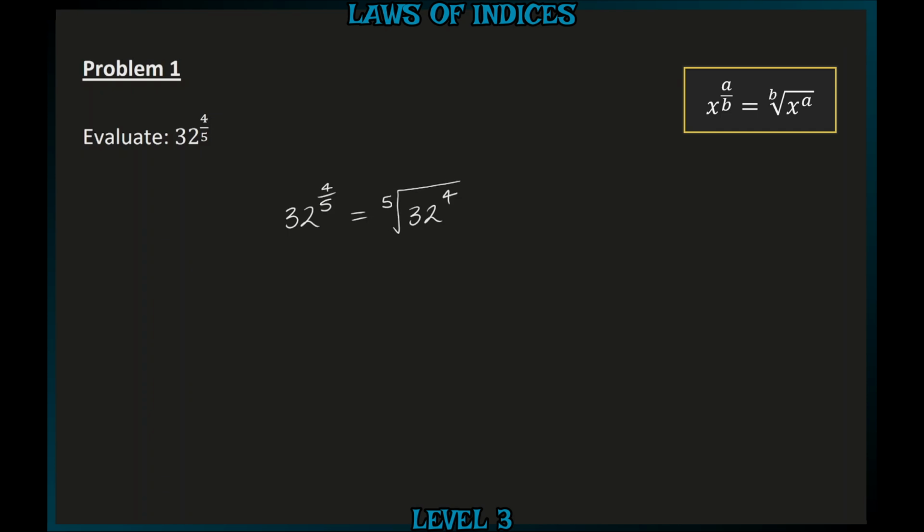Now the fifth root of 32 is 2 because 2 times 2 times 2 times 2 times 2 is 32. So this becomes 2 to the power of 4. Now 2 to the power of 4 is 2 times 2 times 2 times 2. That gives us 16, and that's the answer to problem 1.